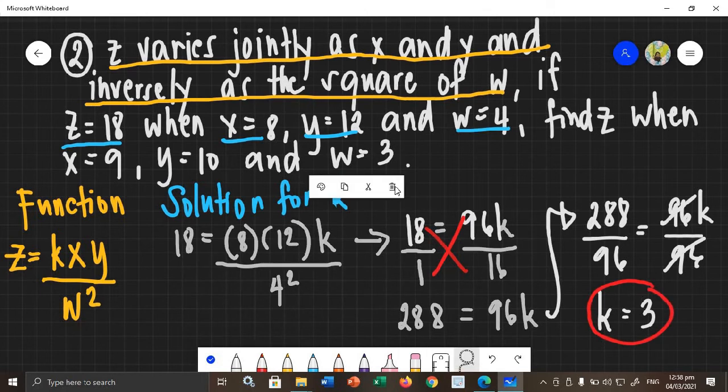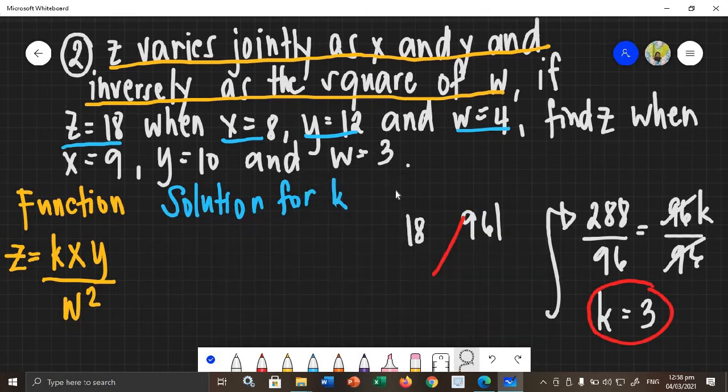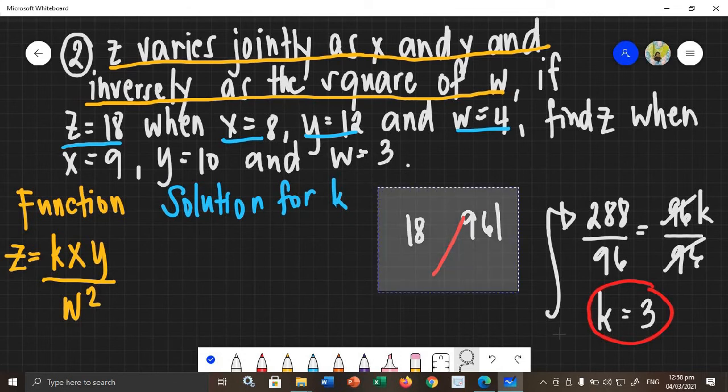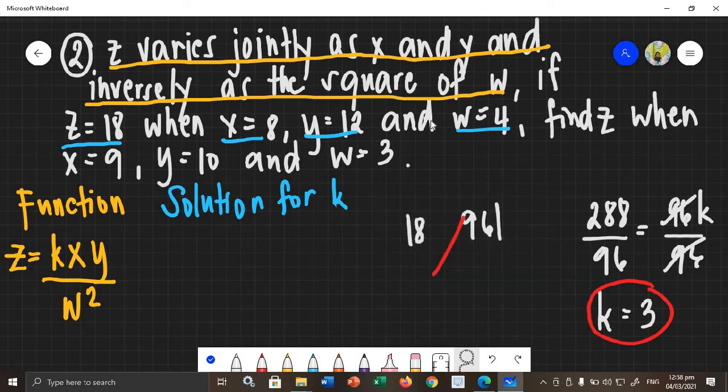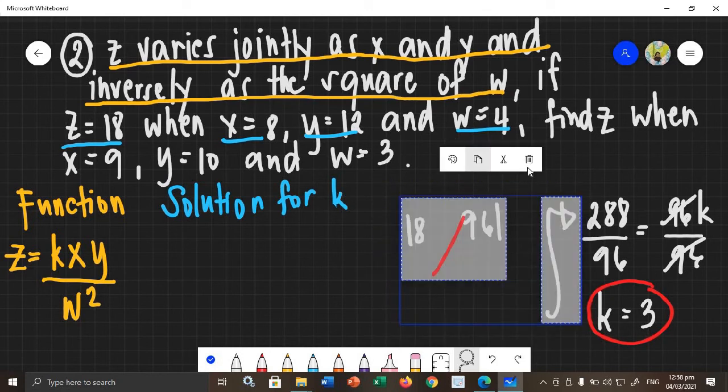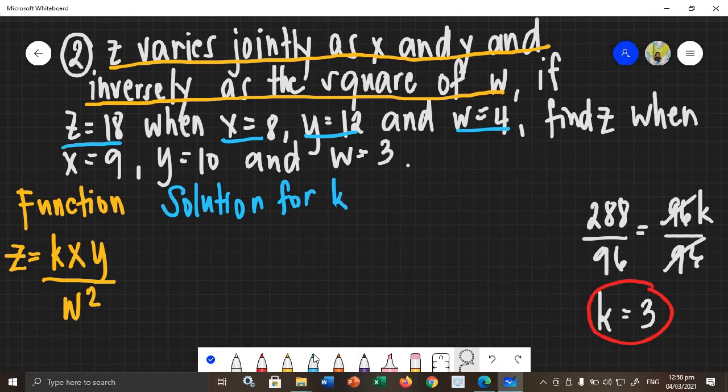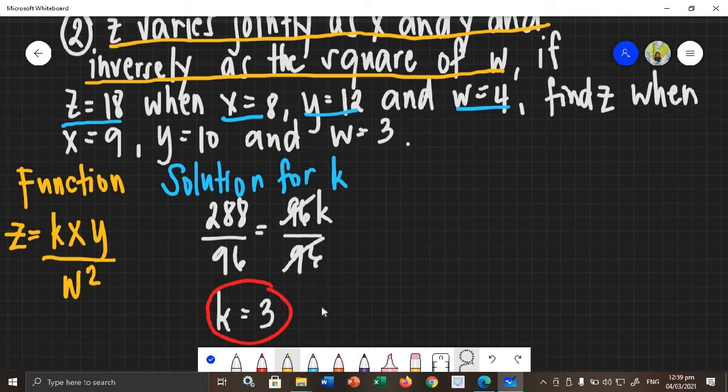So now that we already solved the value of the constant, we can now solve the value of the unknown, or specifically the value of z in this given problem. No? And then we can now solve for the value of z.